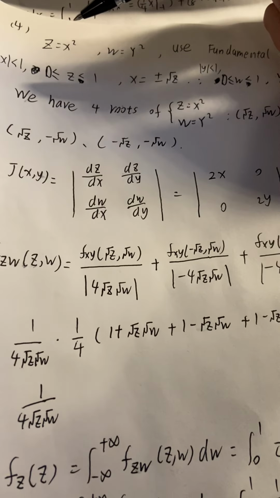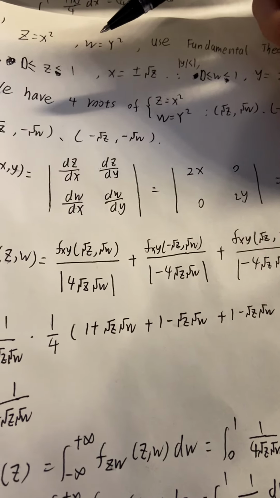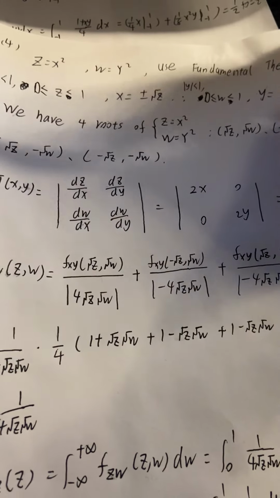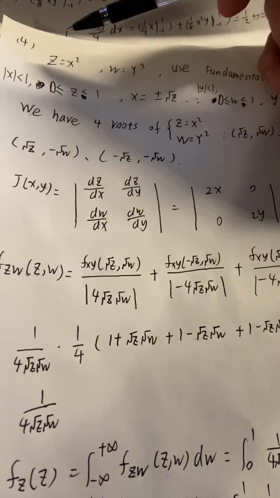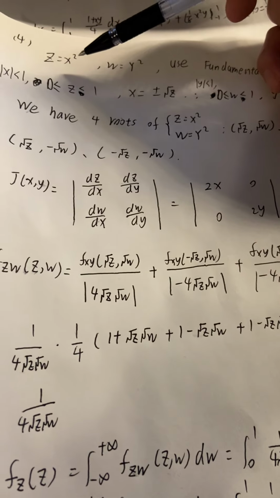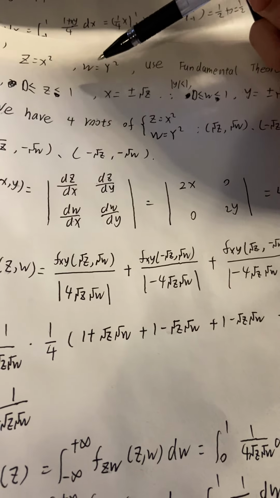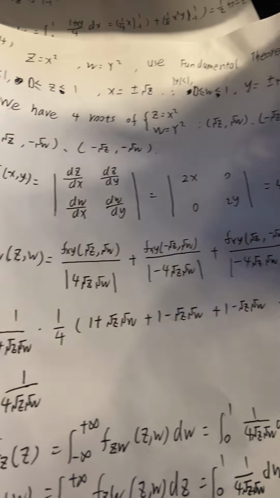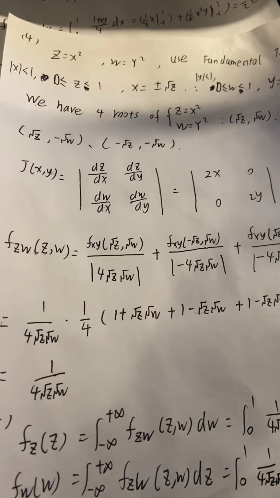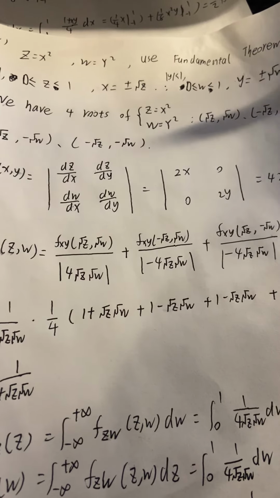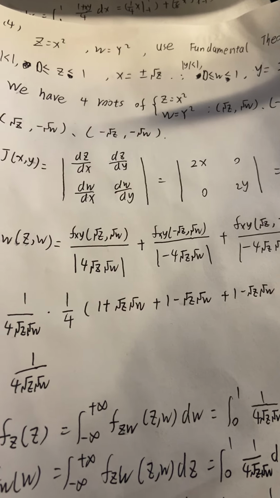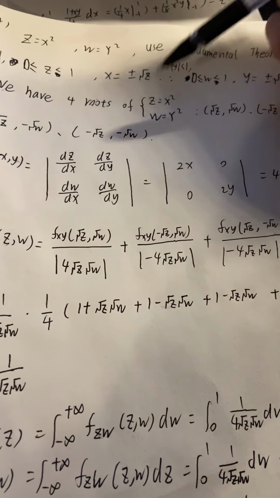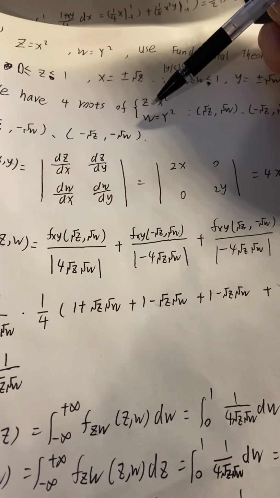So question 4: find the joint density function of x squared and y squared. We can let z equal x squared and w equal y squared, and then we can use the fundamental theorem. If we want to use the fundamental theorem, at first we need to know all the roots of the equations.